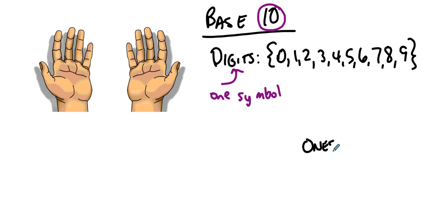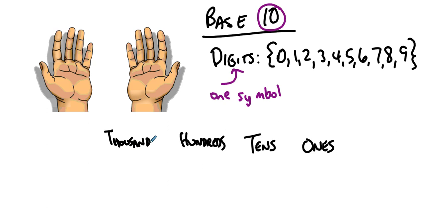There's the ones place, there's the tens place, there's the hundreds place, there's the thousands place, and so on. The ones place, that's 10 to the 0 power. The tens place, that's 10 to the 1 power. The hundreds place, that's 10 to the 2nd power. The thousands place, that's 10 to the 3rd power, and so on.